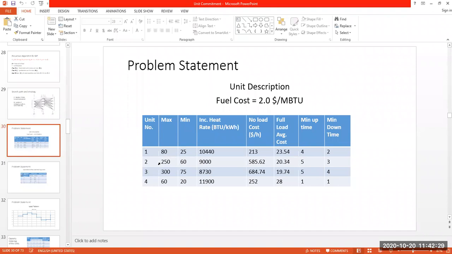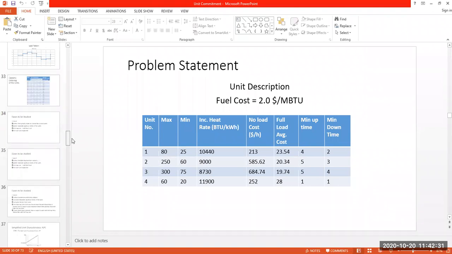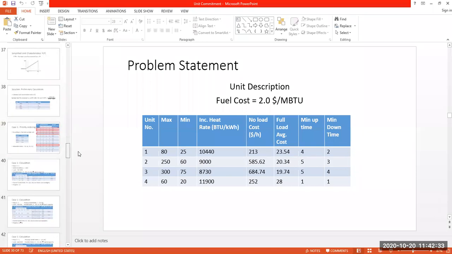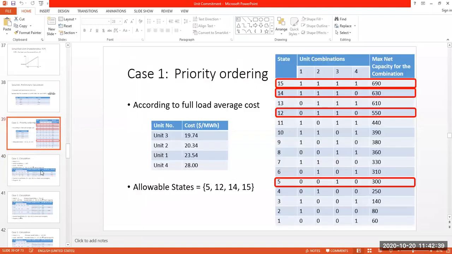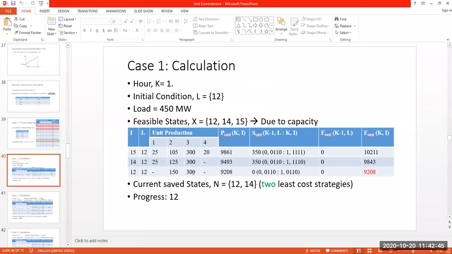So 300 plus 150. Probably I need to stop because everyone is focusing on their attendance and this causes disturbance. I don't have enough time to proceed, but this is how you choose. Okay, 300 plus 150, and then you calculate the cost. How do you calculate it? I will show it in the next class. For today, I would like to stop here.